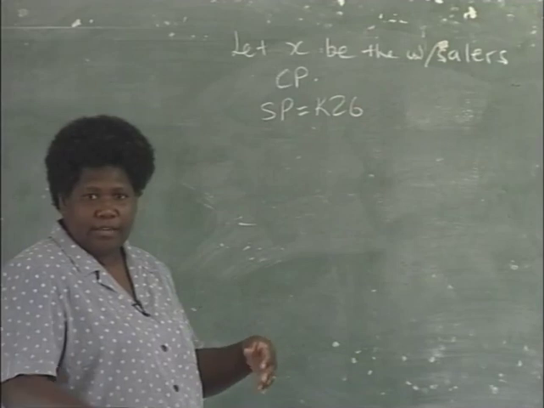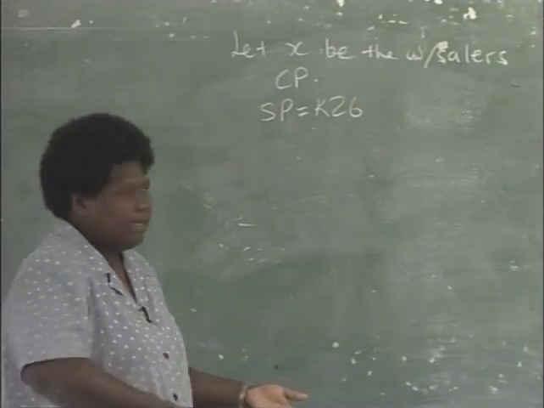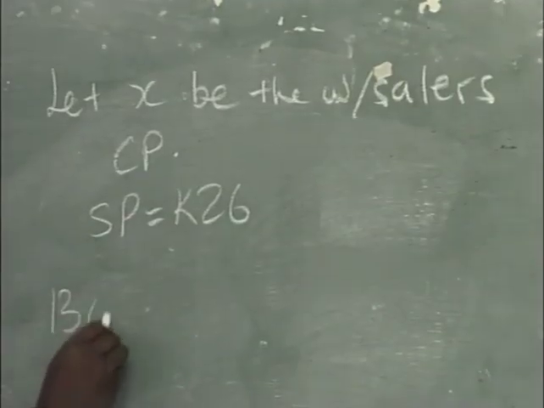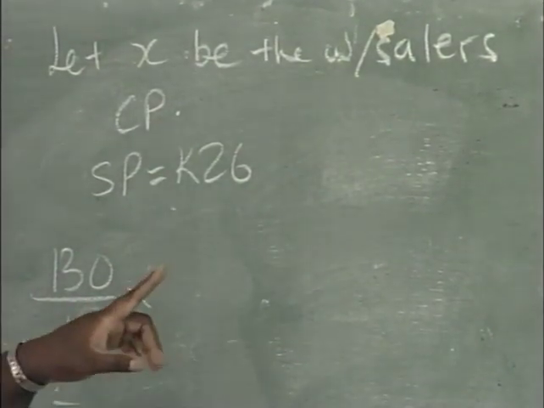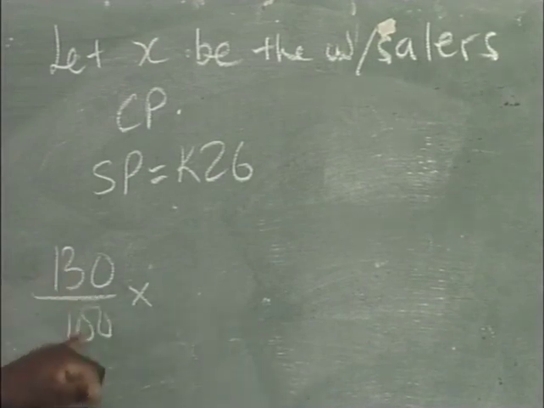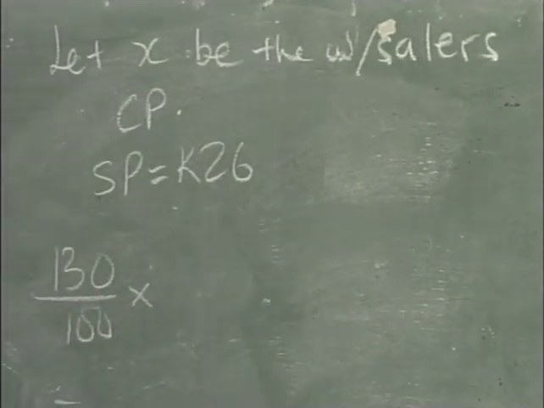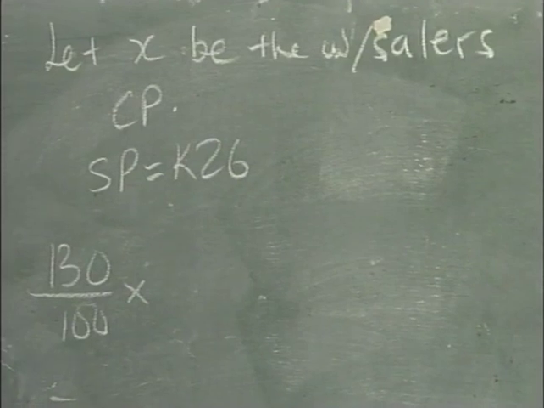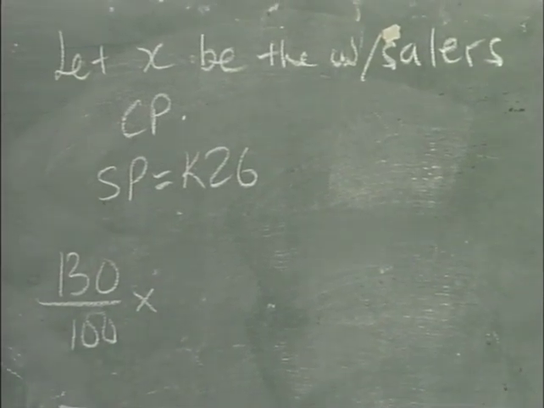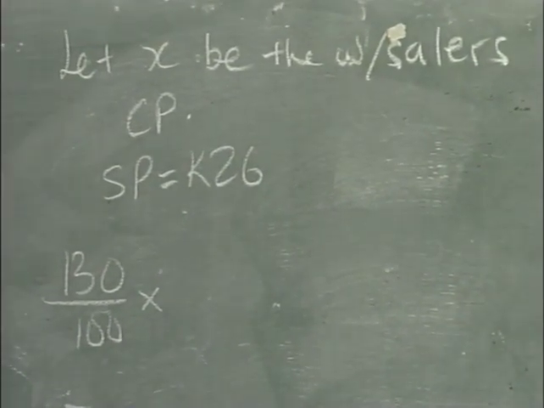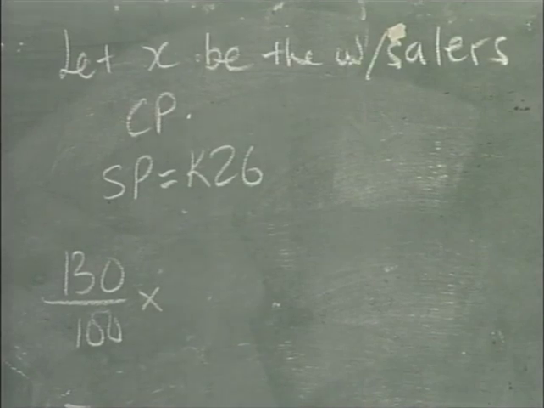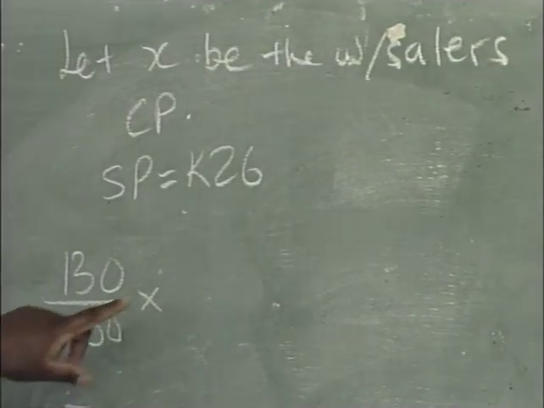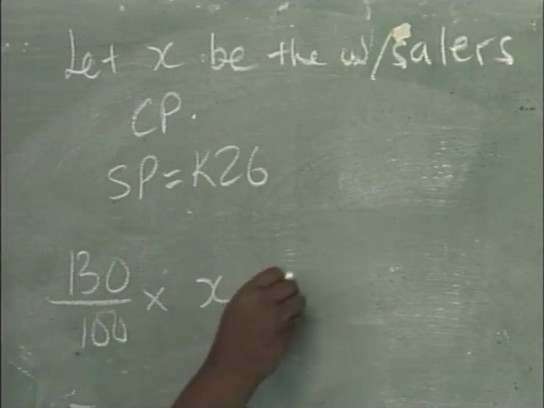30%, I can add it on to 100%. And I can say 130% of what? Of 26 kina? Should I say 130% of 26 kina? No, because 26 kina is the selling price. It's always a percentage of the cost price. You always add profit to the cost price, never to the selling price. So I'm saying 130% of X equals 26 kina.